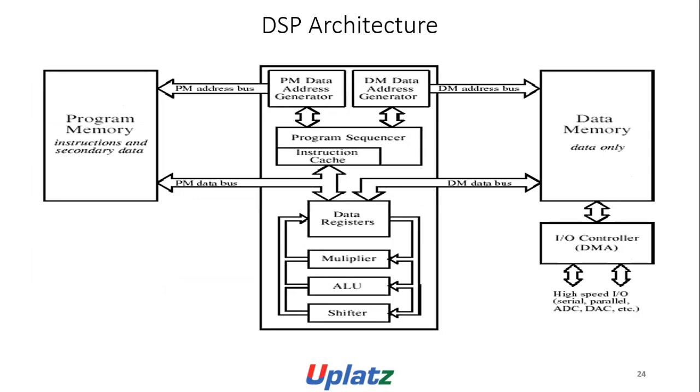DSP architecture: we have the program memory with the program address bus and program data bus, the program address generator, and the data memory with the data address bus and data memory data bus. Both interact through the program sequencer and instruction cache with the program data address generator and data memory address generator. The typical processor consists of a data register, multiplier, ALU, and shifter. Data memory is also connected to the IO controller, typically through direct memory access and serial IO, and serial parallel ADC, DAC, etc., are connected to the IO.